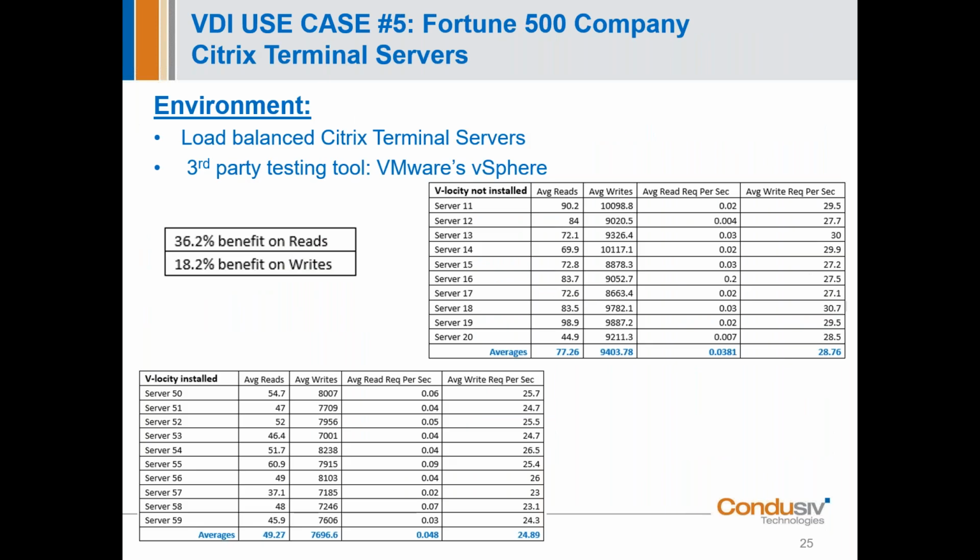Now, if we go on to this last fifth case here, this was tested on a load-balanced Citrix terminal server environment. The customer picked 10 systems to install V-locity on, and then another 10 different systems acted as the control group. The customer tested using vSphere to collect the data, and they sent us back the data. And the conclusion that we were able to draw from this is that they would have a 32% improvement in reads and an 18% improvement on writes.